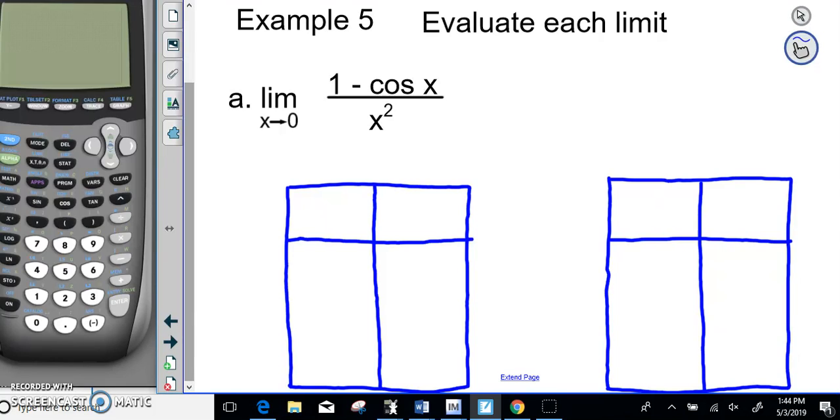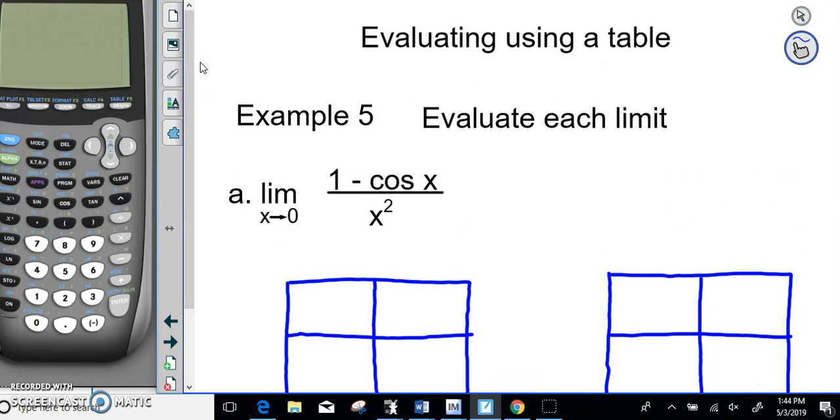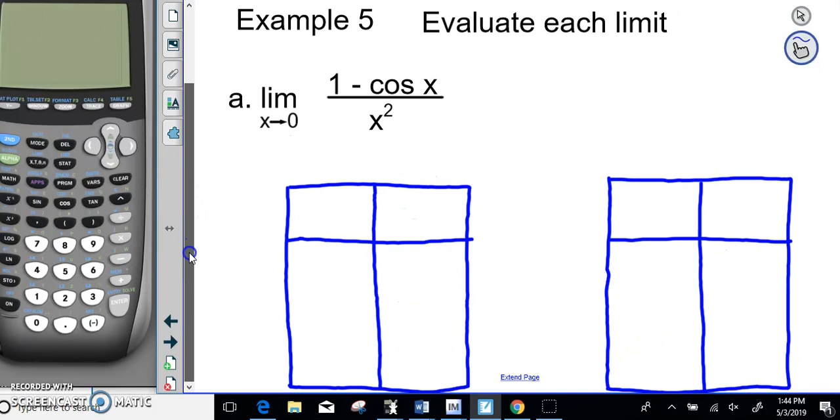Now the last portion is about using tables, sorry, not graphs, but tables. Let's go to that part up top here: evaluating using tables. So multiple tables. You will always use 2 tables. Here, we're going to evaluate this function and make a table. We have x and 1 minus cosine x over x squared, and over here, same thing.